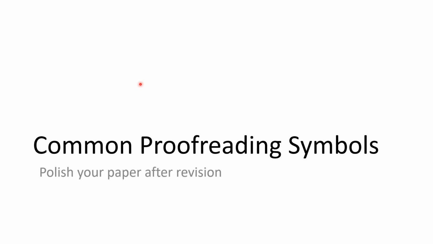The last part of this lecture is on the common proofreading symbols. This is going to be quick. Now, after revising and editing your work, after looking at the parts which require revision and editing, we now focus on the surface level errors to polish your paper.